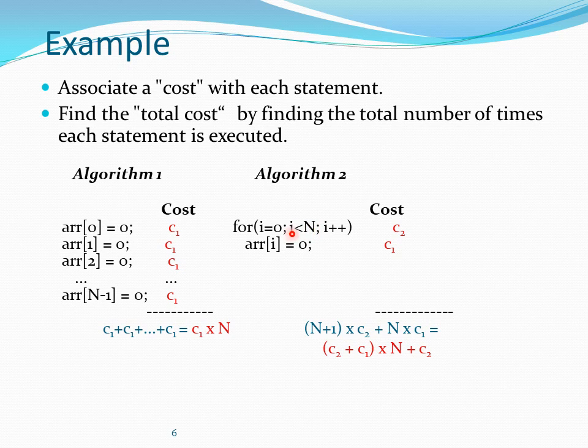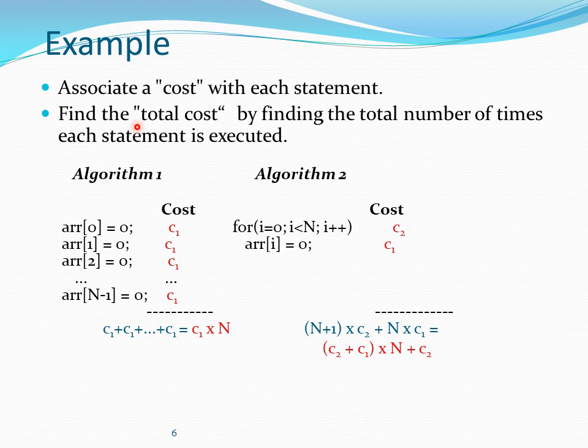minus 1, means i less than n. i less than n means i equal to n minus 1. For this, n iterations are there. Next, in the n plus 1th iteration, it checks this condition and the condition is false. So it exits from the for loop. So this for loop executes n plus 1 times. So n plus 1 into C2.